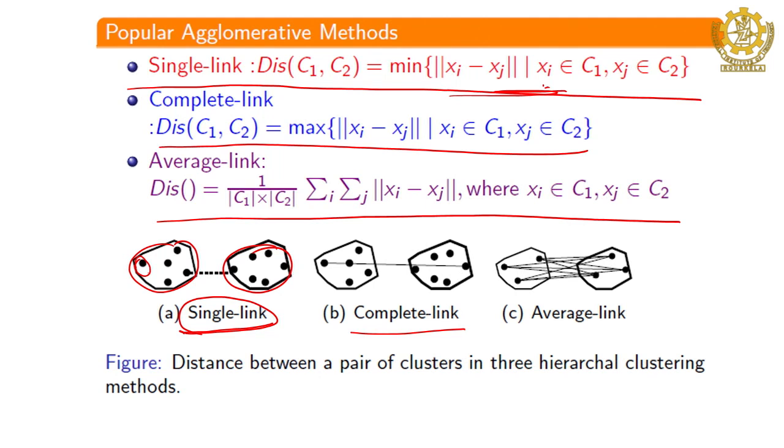Next is complete linkage, or complete link. Complete link is just the opposite of single link. It is the maximum distance between the two points. So, here it was minimum, here it is maximum.